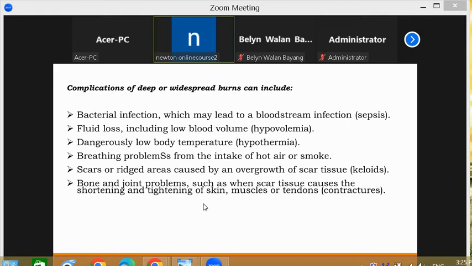Dangerously low temperature. Continuously fluid will be lost, so patient temperature will be reduced. That is called hypothermia.